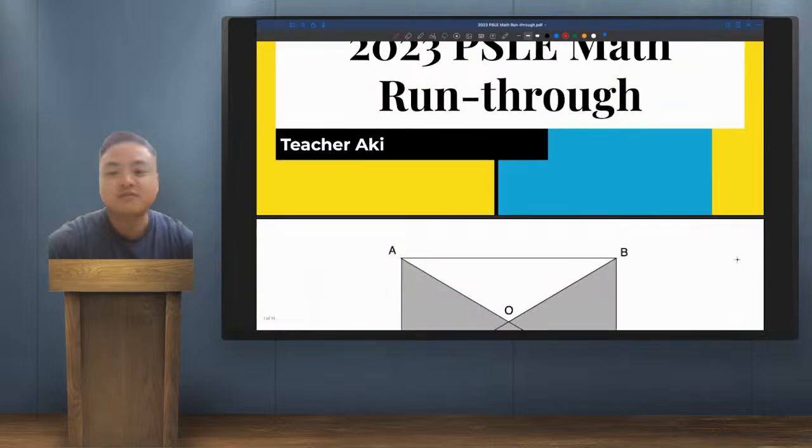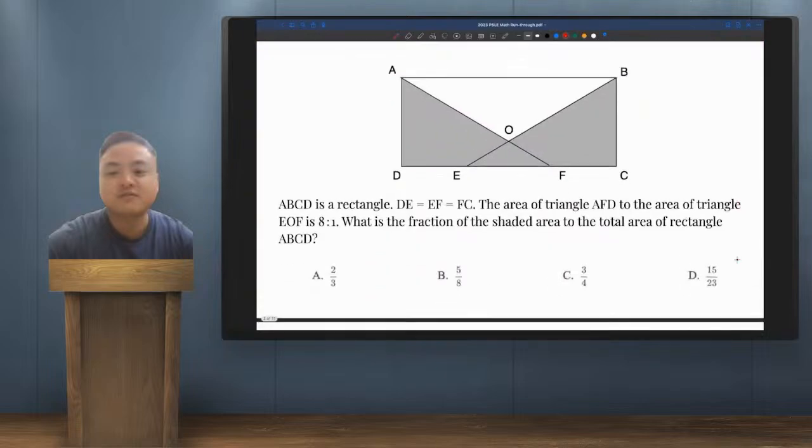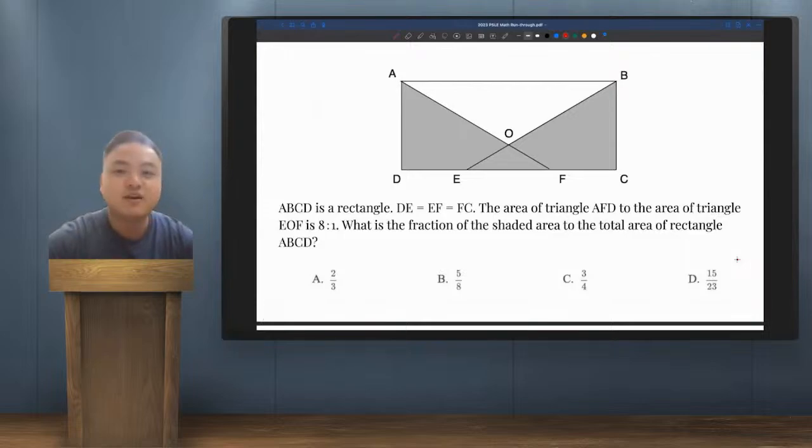Okay, so let's go through the first question, the only MCQ that we collected from students. ABCD is a rectangle. DE equals EF equals FC, so this length equals this length equals this length. Then the area of triangle AFD to the area of triangle EOF is 8 to 1. What is the fraction of shaded area to the total area of the rectangle ABCD?